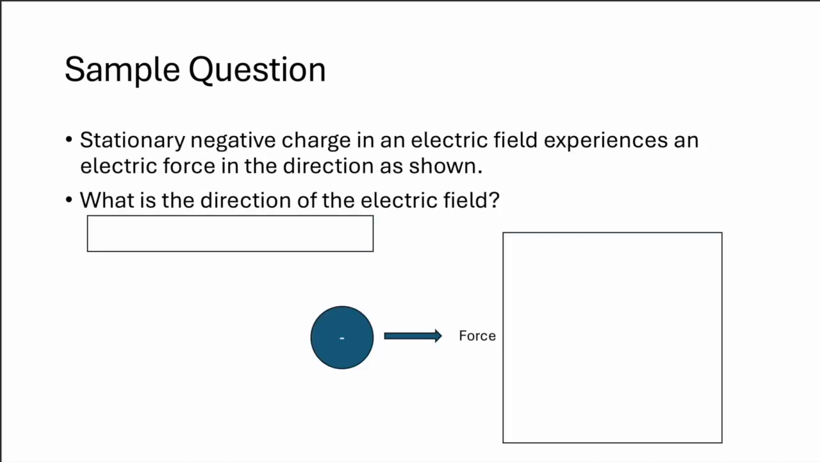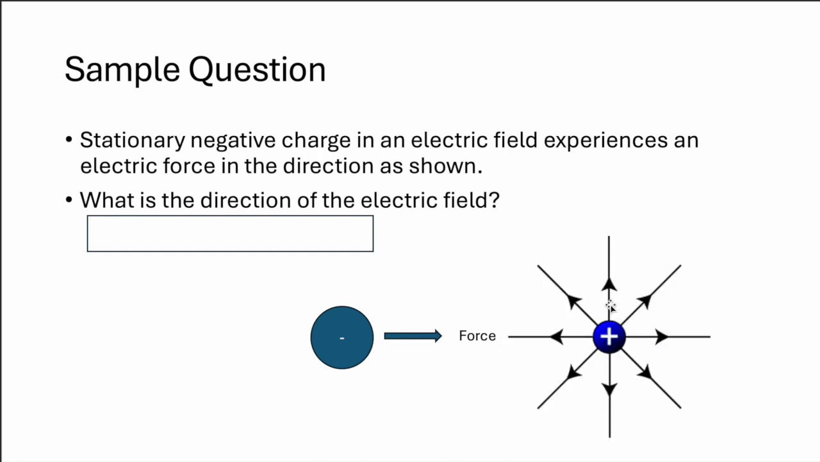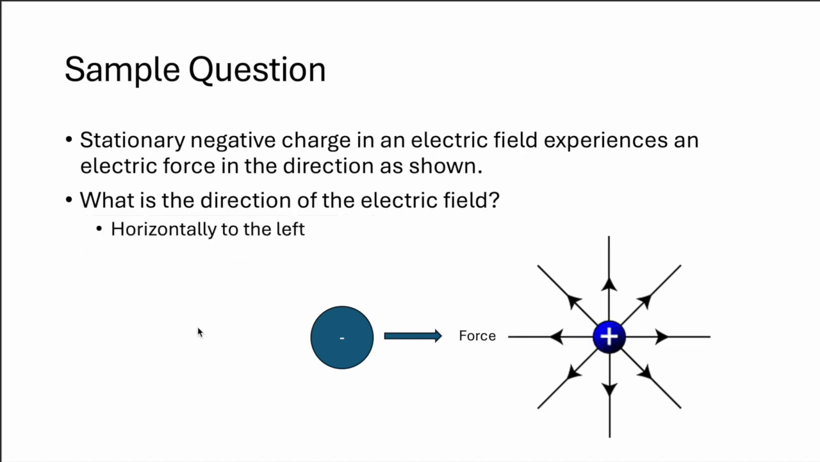A stationary negative charge in an electric field experiences a force in this direction. What is the direction of the electric field? Because the negative charge wants to go to the right side, the right side contains positive charge. And positive charge is extrovert, right? So-called extrovert, they point out their arrows, so the field points from right to left, horizontally to the left.